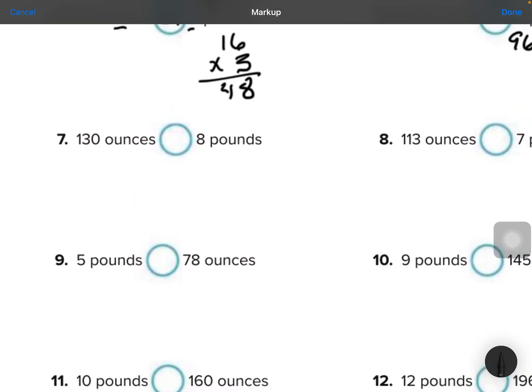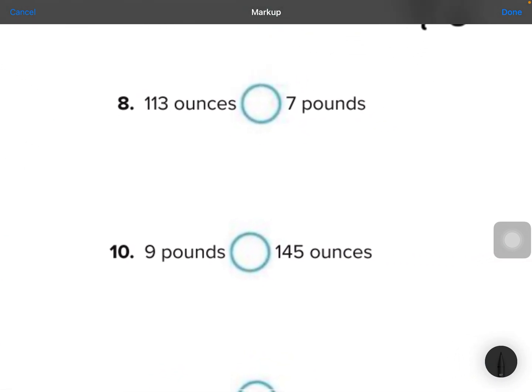Number 7, we have 130 ounces and 8 pounds. We need to compare which one's greater. So let's convert the pounds to ounces. 16 times 8. 6 times 8 is 48. 8 times 1 is 8, plus 4, 8, 9, 10, 11, 12, 128. So we have 128 ounces. We can see right away that 130 is just a bit bigger. So it's going to be a greater than sign.